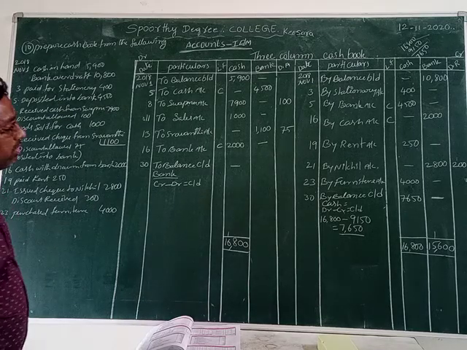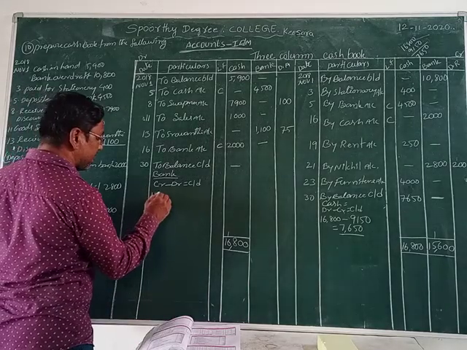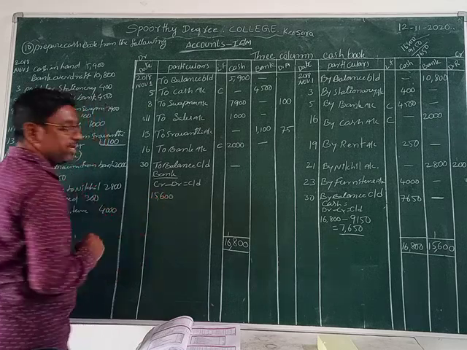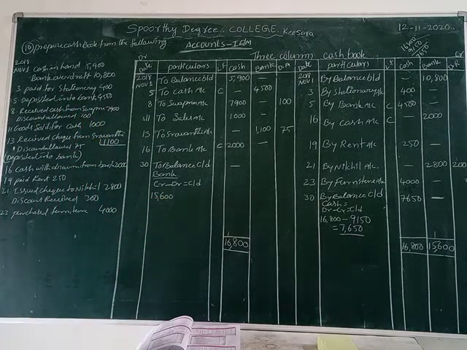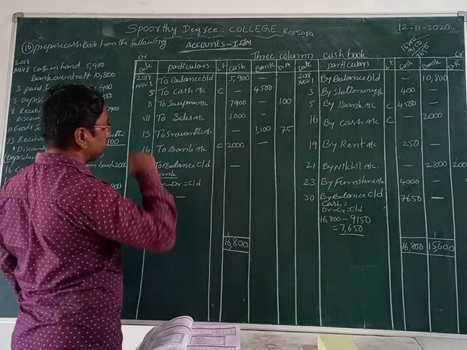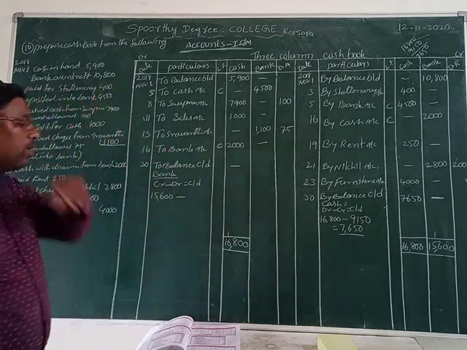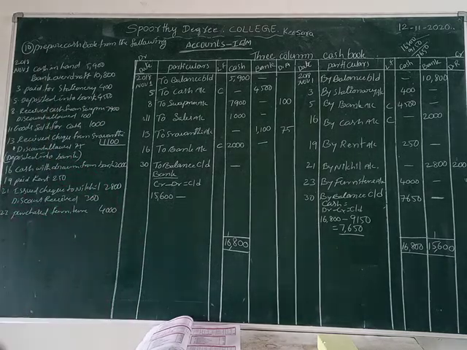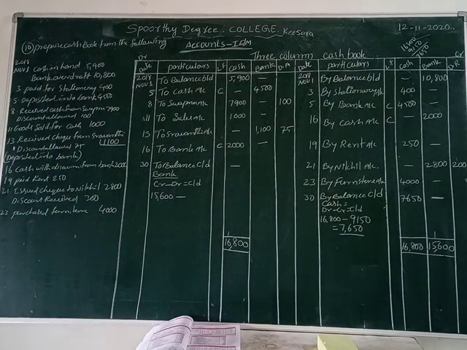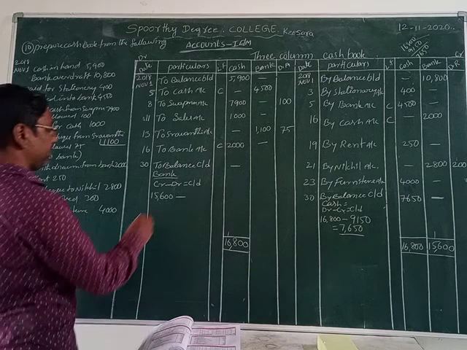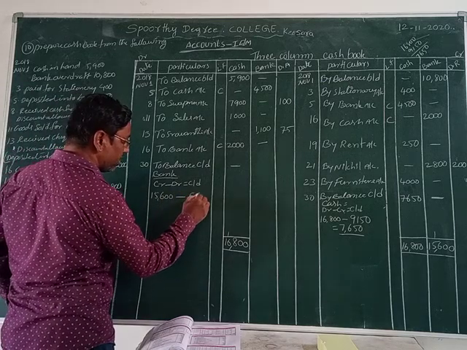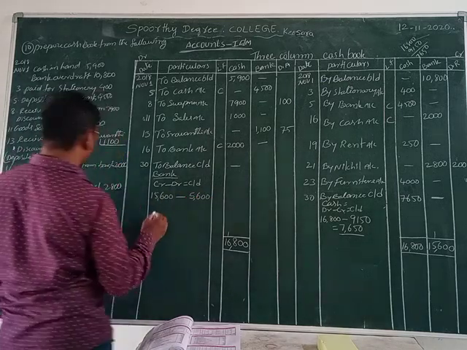What is the credit total? 15,600 rupees is there. 15,600 minus the total amount of bank, 4,500 plus 1,100. What is the total now? 4 plus 1 is 5. 5 plus 1 is 6. 5,600 rupees is there. Let's write down here 5,600.